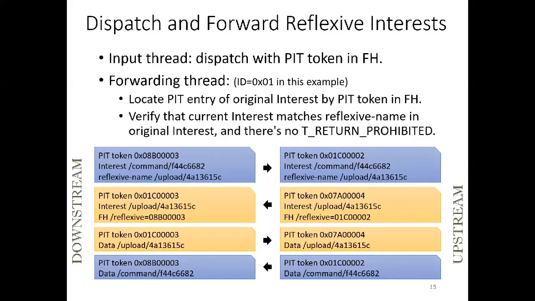Then in the forwarder, the forwarder will be able to identify an interest is a reflexive interest because the forwarding hint starts with a reflexive component, and then the input thread will dispatch with this forwarding hint instead of computing the hash of the interest name. Then the forwarding thread will find the PIT entry of the original interest using this PIT token. And then it also needs to verify the current reflexive interest matches the reflexive name in the original interest, and the original consumer did not prohibit further reflective interest from being forwarded.